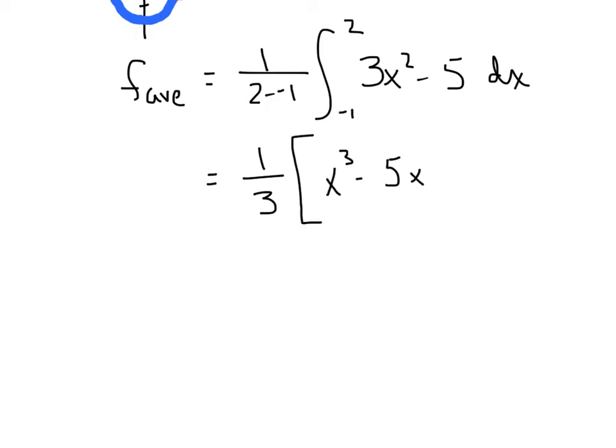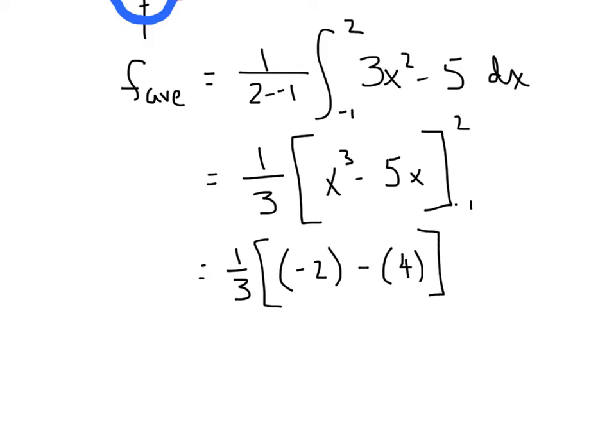So we set ourselves up with a nice function here. Bounds -1 to 2. Make sure we have good notation on those bounds. Ask yourself, do I need a plus c right now? And hopefully you said no, because it's a definite integral. I'm just going to leave the 1/3 outside. I'm going to substitute my 2, and that's going to be 8 minus 10. And then I'll substitute the -1. It's going to be -1 plus 5, which is 4. And so let's see here. I'm getting 1/3 times -6, which is going to give me -2 for the average value.